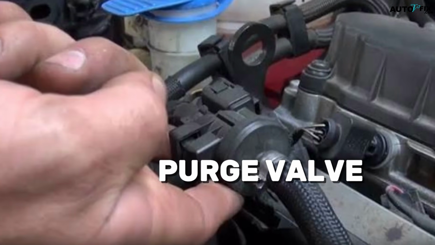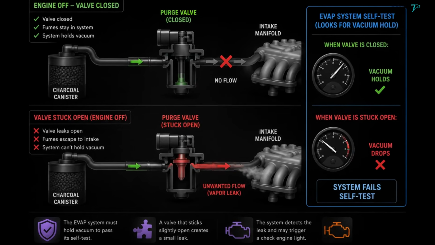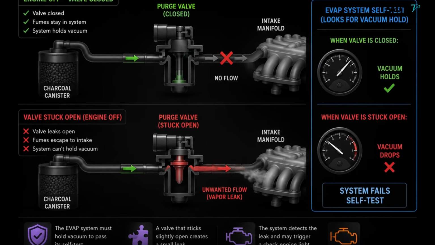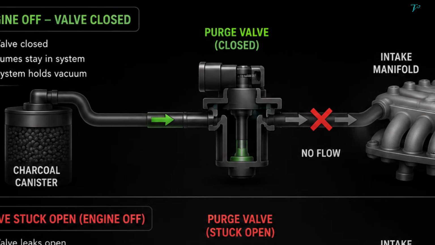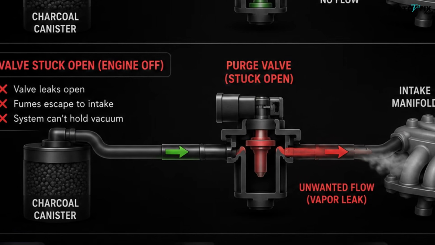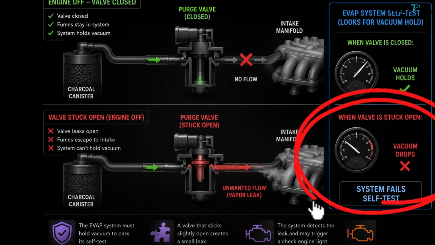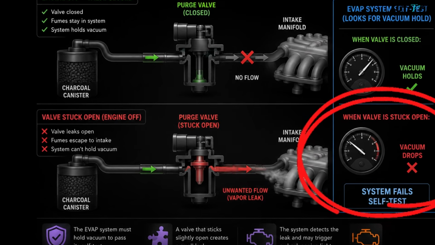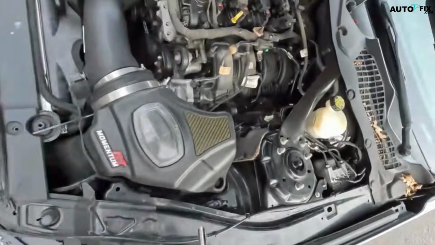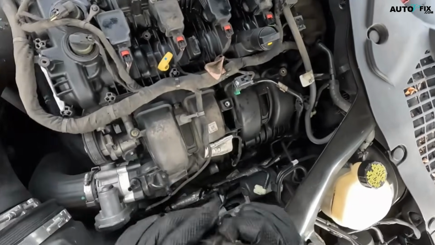Next, check the purge valve. This valve controls when the stored fuel vapors are sent into the engine. When the engine is off, the purge valve should remain closed. If it sticks slightly open because of wear or internal contamination, the EVAP system won't be able to hold vacuum during its self-test. On many vehicles, you can remove the valve and perform a simple bench test.